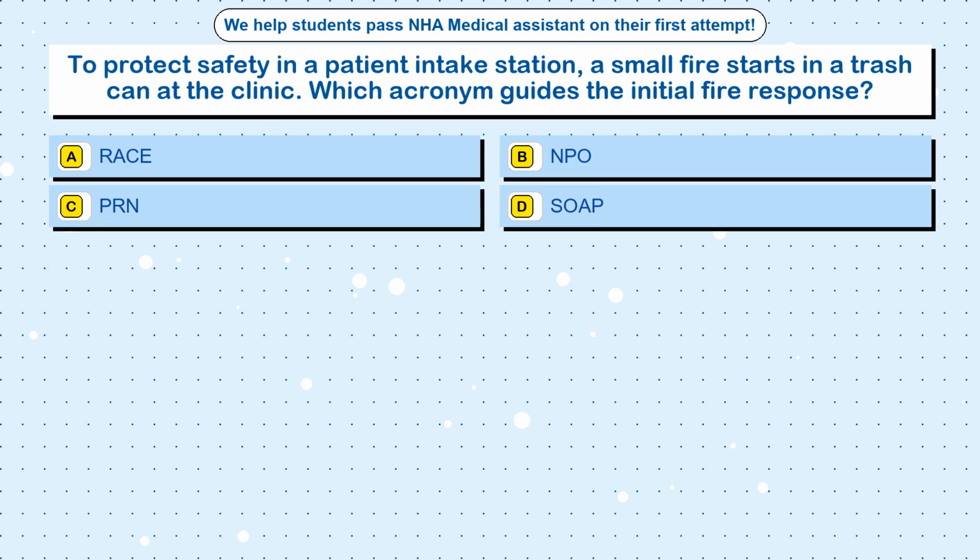Question 72. To protect safety in a patient intake station, a small fire starts in a trash can at the clinic. Which acronym guides the initial fire response? Option A, RACE. Option B, NPO. Option C, PRN. Option D, SOAP.